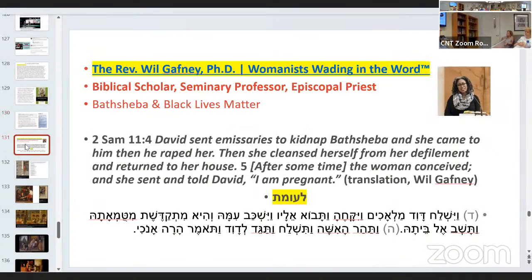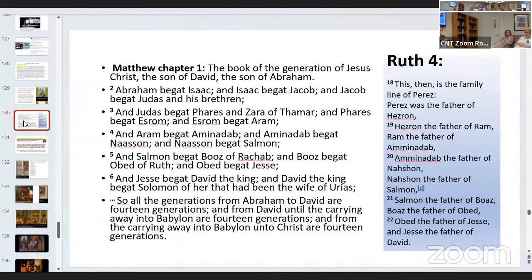Does it tell you who the mother is of David? It just tells you the paternal lineage? No, she's not mentioned. The Bible doesn't mention her.